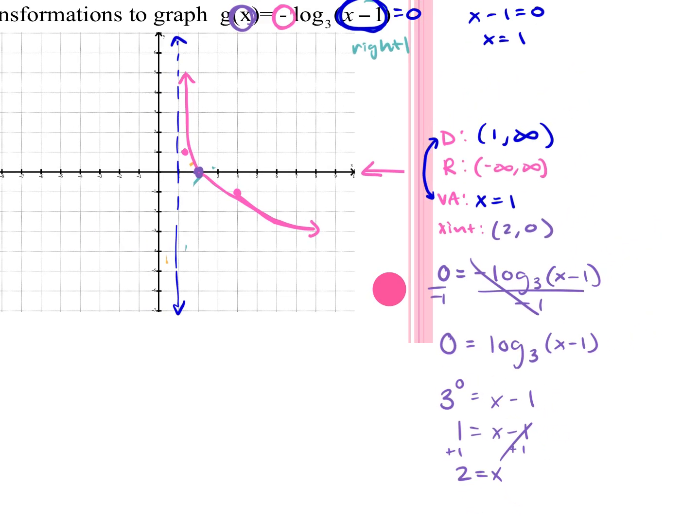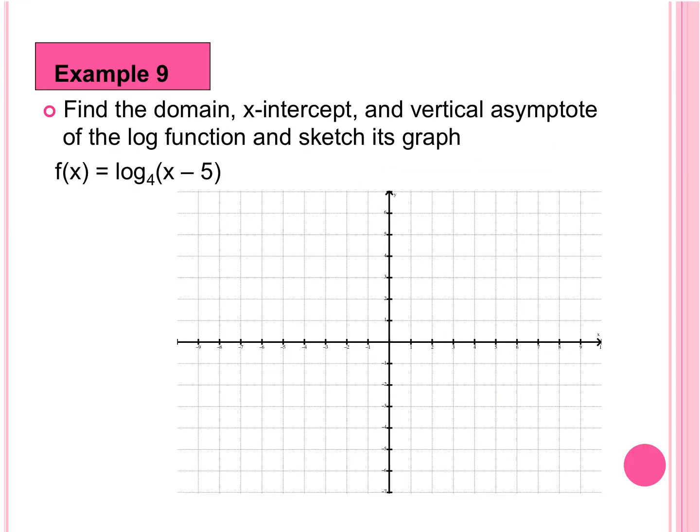So you can find all of your information first and then put it on the graph. But it helps to know which way your transformations move your graph. What are the transformations doing to shift it or to flip it? Any questions here? Let's do the next one.